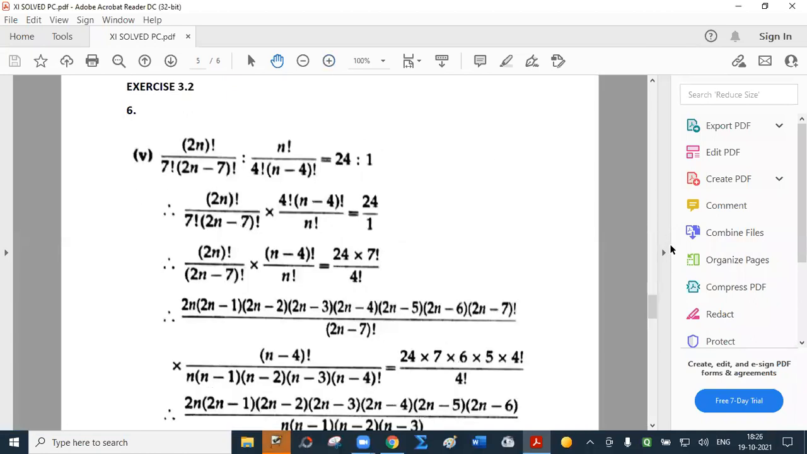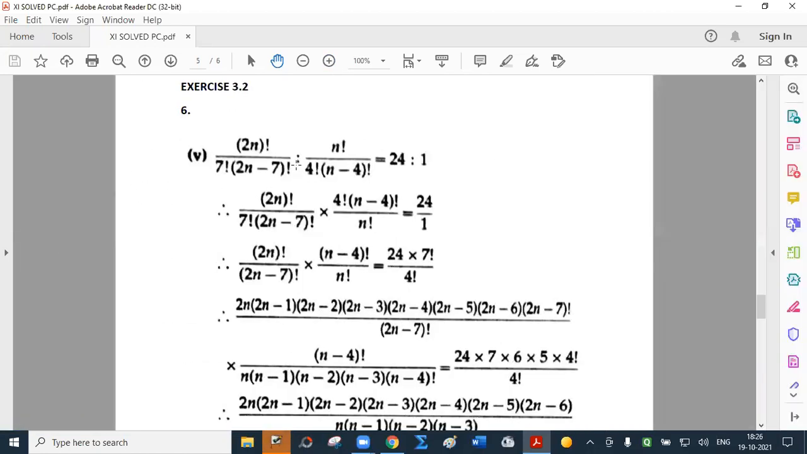Now this is a similar sum. Fifth one, (2n) factorial. See, 2n should be put in brackets, otherwise it will mean 2 into n factorial. It is factorial of 2n upon 7 factorial into factorial of 2n minus 7, equal to n factorial upon 4 factorial into n minus 4 factorial, 24 is to 1. So a upon b upon c upon d is a upon b into d upon c.